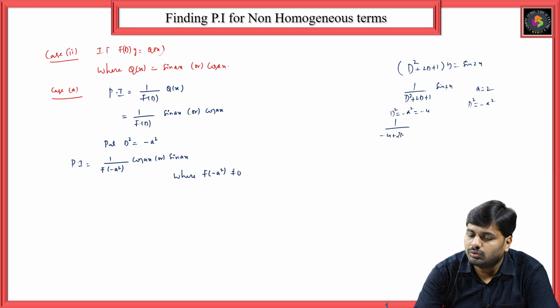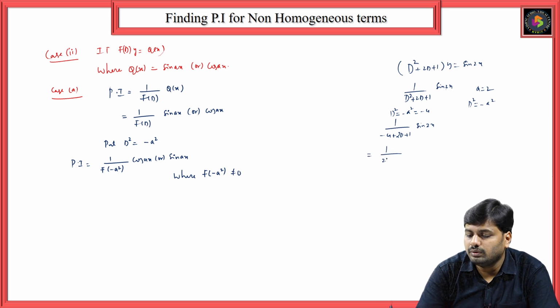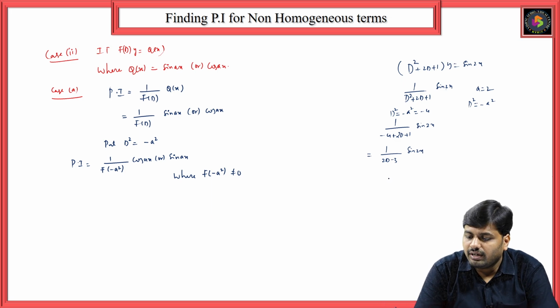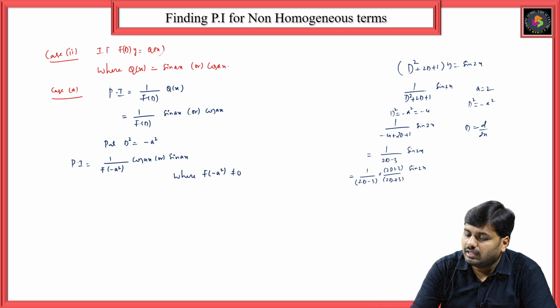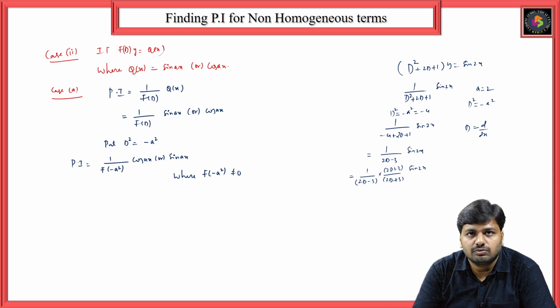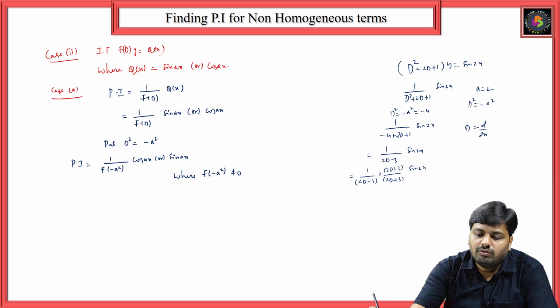No need to write those things. You can keep the 2D plus 1 like this, of sin 2x. Now I can write this as 2D minus 3 of sin 2x. Then we have to rationalize this: 1 by 2D minus 3 into 2D plus 3, of sin 2x. D is d by dx, as we already know. The rationalized denominator is 4D square minus 9, and again we put D square equal to minus 4, and it is not equal to 0.